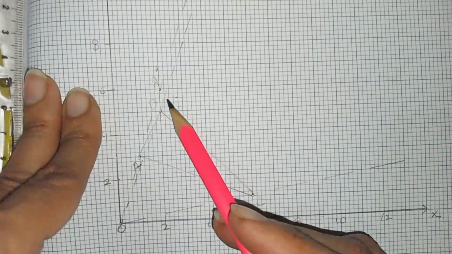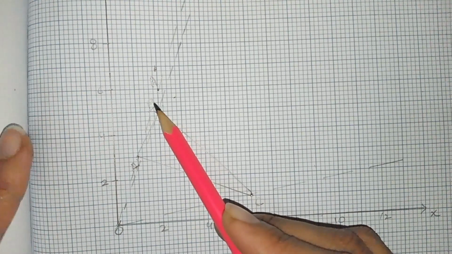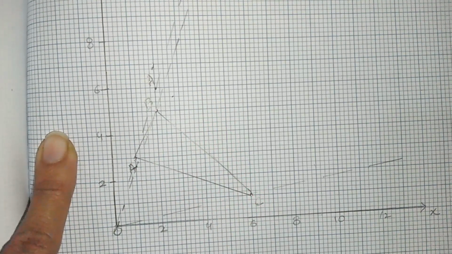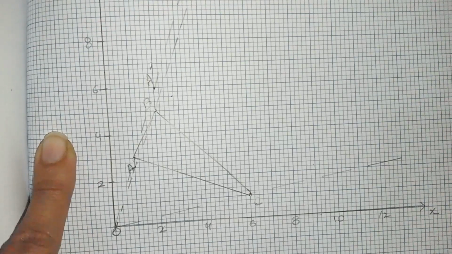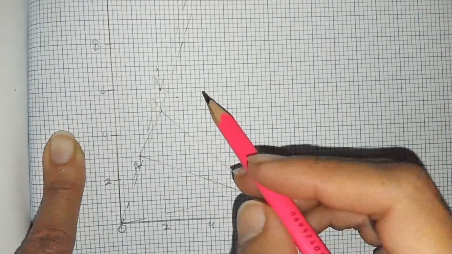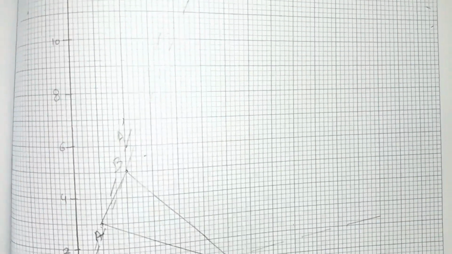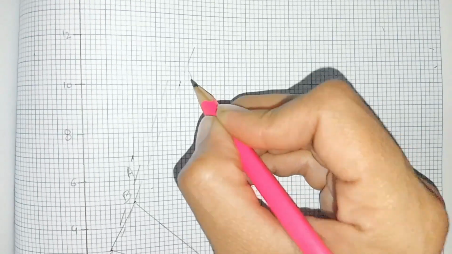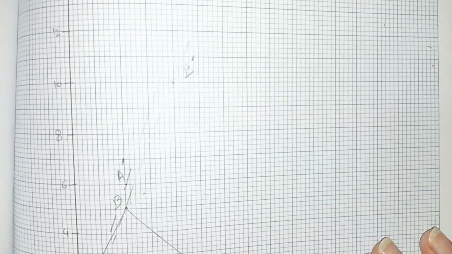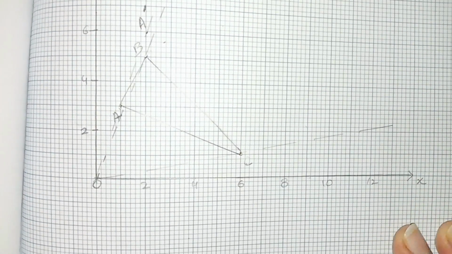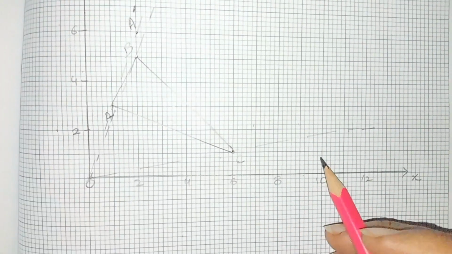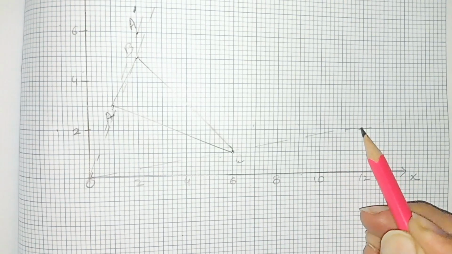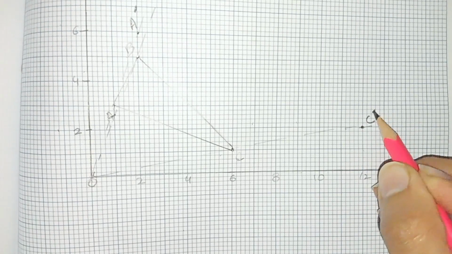Now let's see B prime. For B prime, we have to multiply the coordinates of B by 2. The coordinate of B is 2 and 5, and we get 4 and 10. Now students, this is the point 4 and 10, and this is B prime. And for C prime, now students, C prime is 12 and 2, and this is C prime.